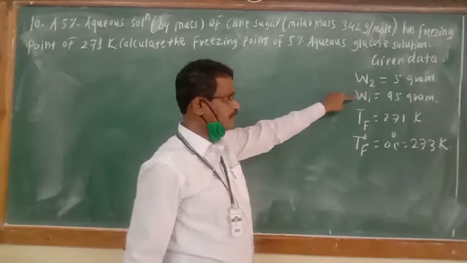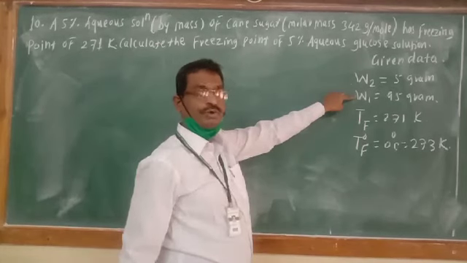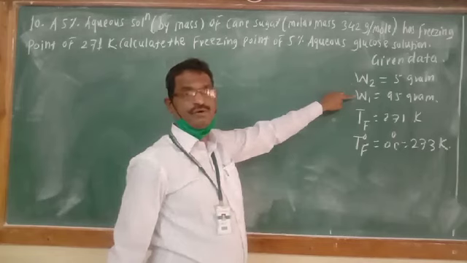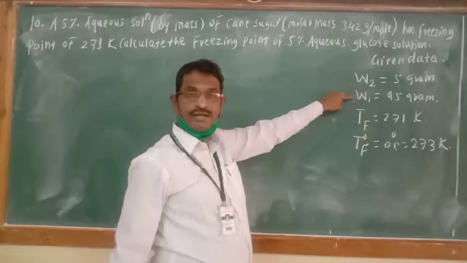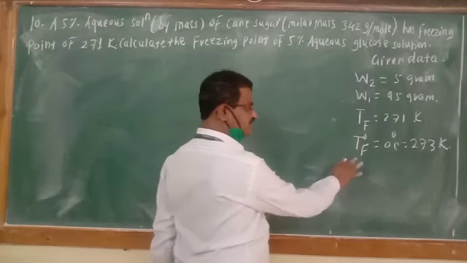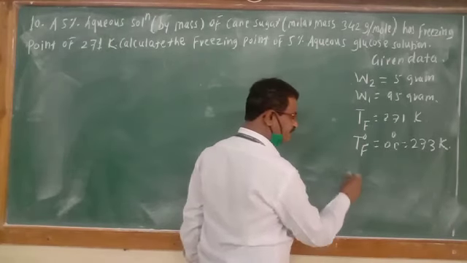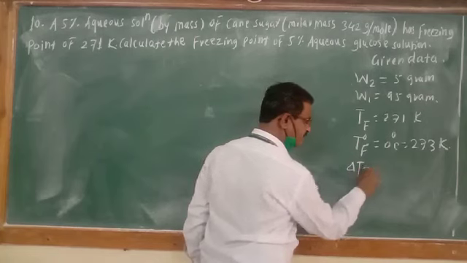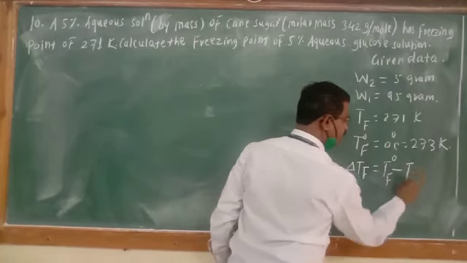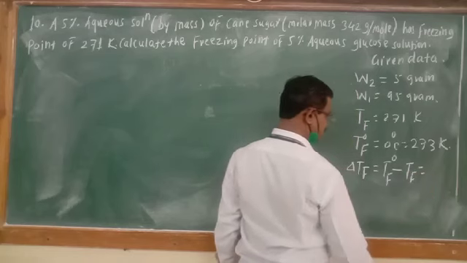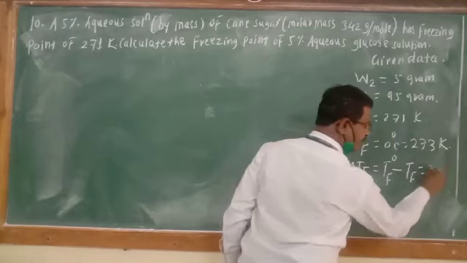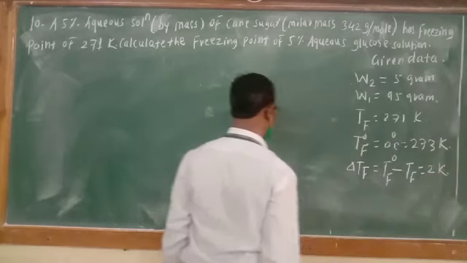W2, W1 is known. We can calculate the freezing point depression constant, the molar depression constant. From this data, what is the depression of freezing point? Delta TF is equal to T0F minus TF. So it is equal to 273 minus 271 will be equal to 2 Kelvin.